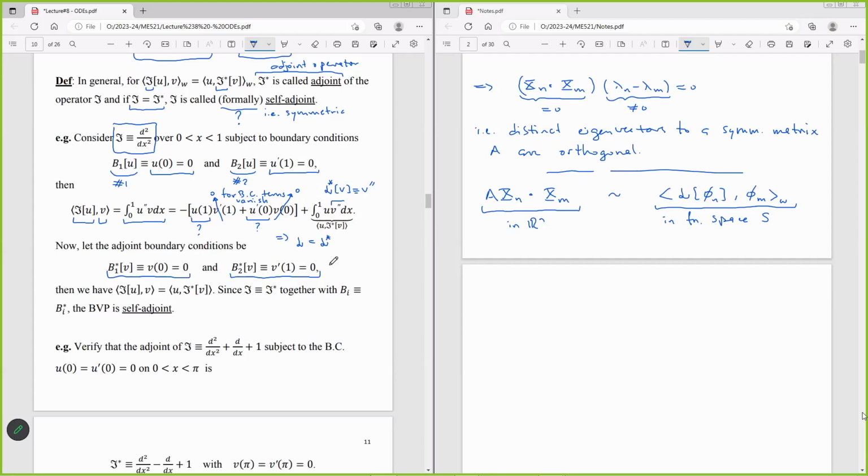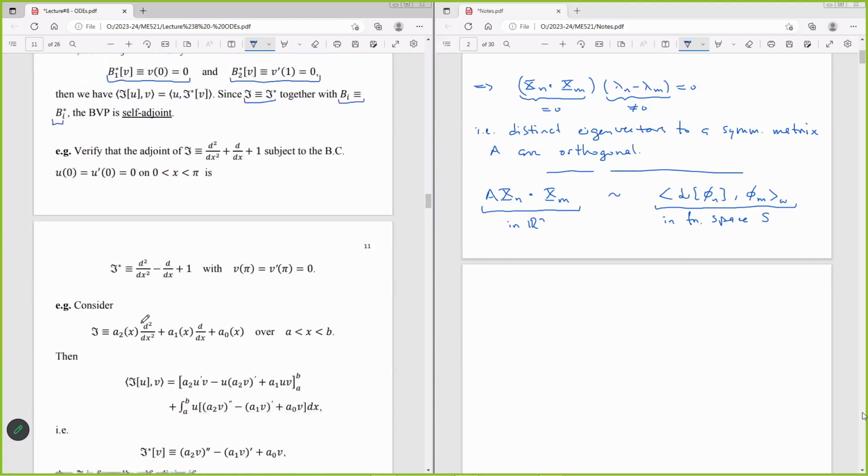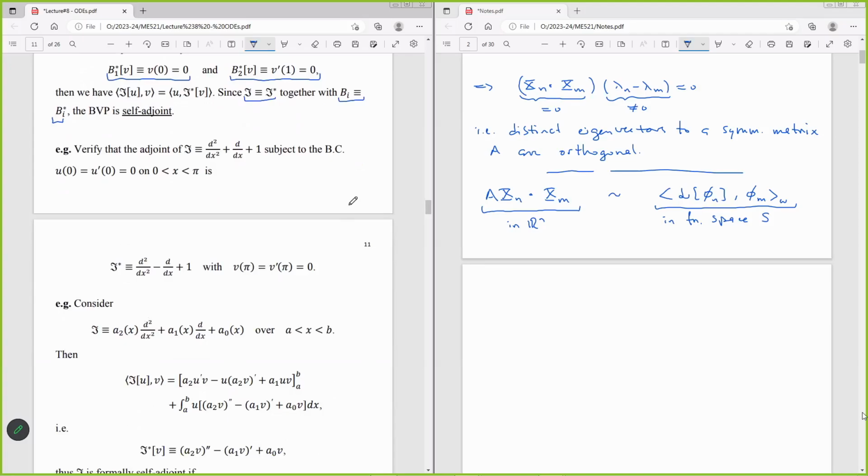Now, if you look at this, your operator is the same, and your boundary operators are the same. So this is actually called self-adjoint without the formal, okay? It is perfect self-adjoint. Your two operators as well as the boundary conditions are exactly the same. But it turns out that sometimes you don't have the boundary conditions the same, or the operator is not the same. Take this case.